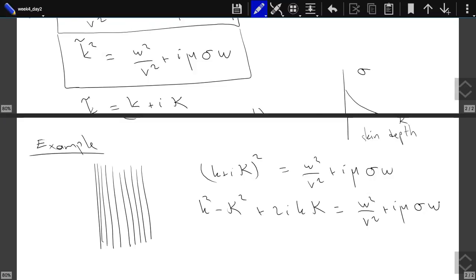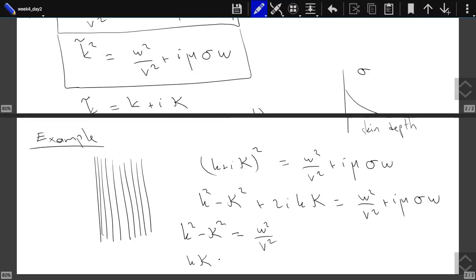All the coefficients appearing here, except that i over there, are real. K is real, kappa is real by definition. So the real parts of both sides should be equal, and the imaginary parts of both sides should be equal. That tells me that K squared minus kappa squared should be equal to omega squared over V squared, and K times kappa should be equal to 1 over 2 mu sigma omega. So I have two equations for two unknowns which I need to solve for.